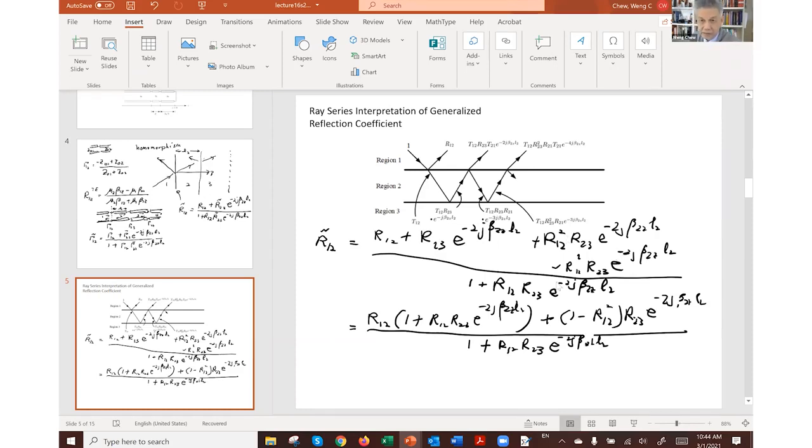Okay, what I have done is group this term together with this term and factor out the R23 e to the minus 2j beta 2z L2 and put it on the outside. What I have left is just 1 minus R12. If I do this, I notice that things somewhat simplify, because this term in the denominator will cancel this term, and I would have just R12 for the first term.